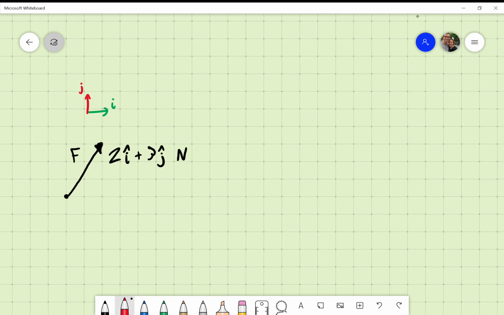So that 2 refers to this distance right here. The 3 refers to this distance right here. That is where that is coming from. Notice that in the same way that the original black vector is to the right and up, so the green vector is to the right, the red arrow is up. It always is going to match up like that.